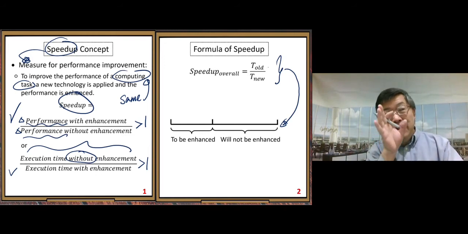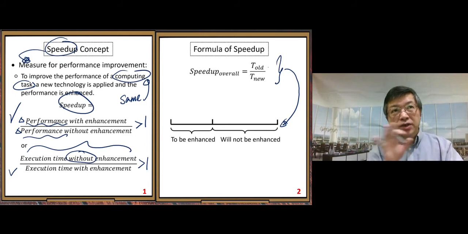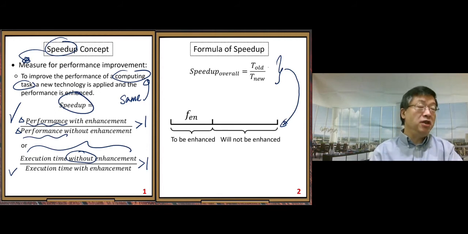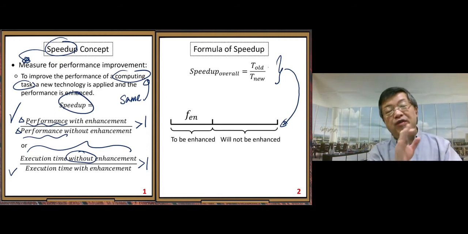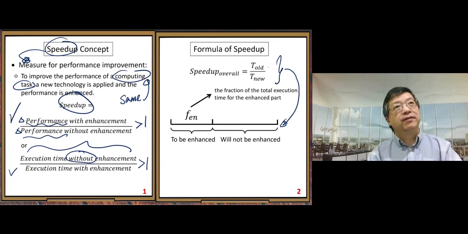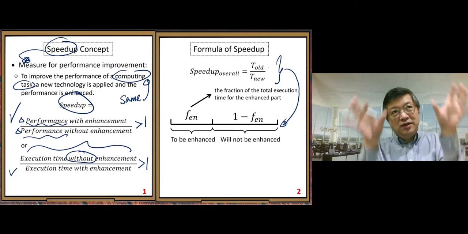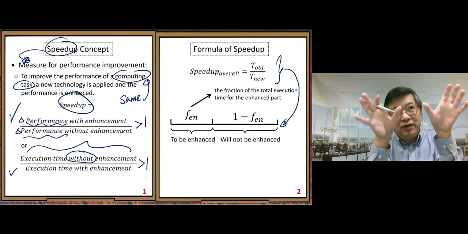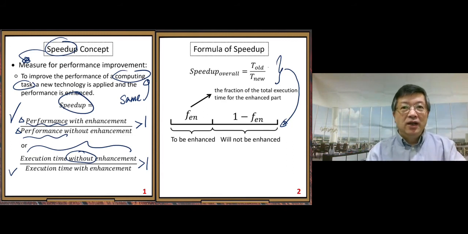Then we need to use a number to describe these two parts. So the fraction of the enhanced part, here I use F sub En. So you understand the meaning, F, fraction. The fraction of the total execution time for the enhanced part, Fen. Then the remaining is just 1 minus Fen. So that's the first assumption we need to use: Fen, the fraction of the enhanced part. All right. Then we need another assumption.